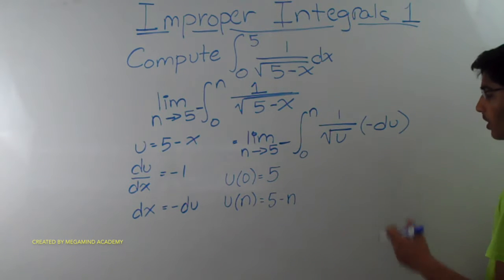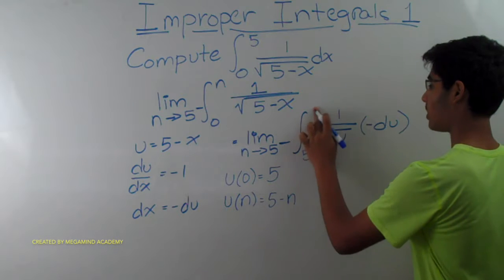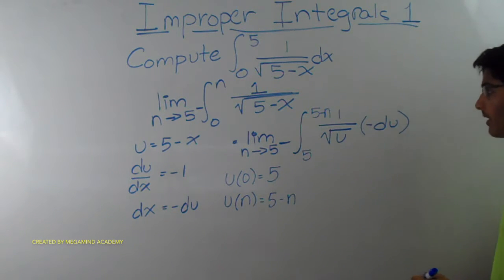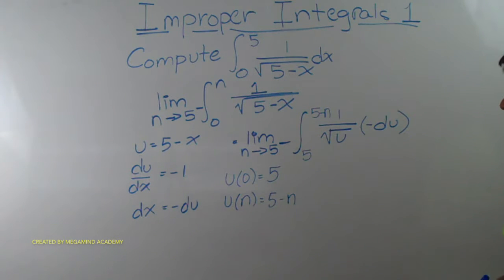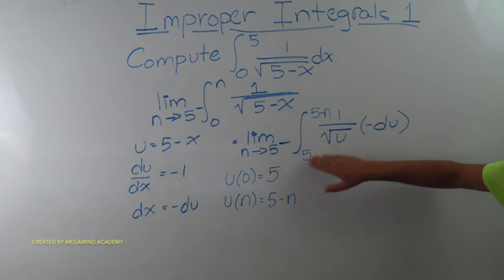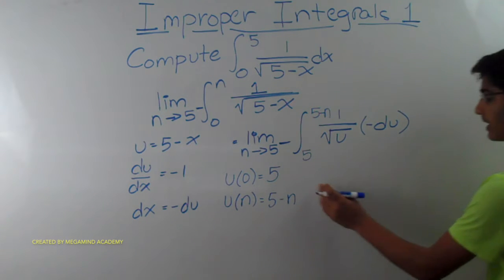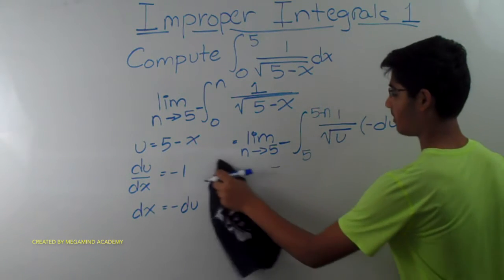So this integral would be from 5 to 5 minus n. But hold on, if n is positive and the limit is approaching positive 5, then this upper limit is smaller than this lower limit here. So what do we do? Well, we know that this would be the integral, and we can erase this. Hopefully you got this part.